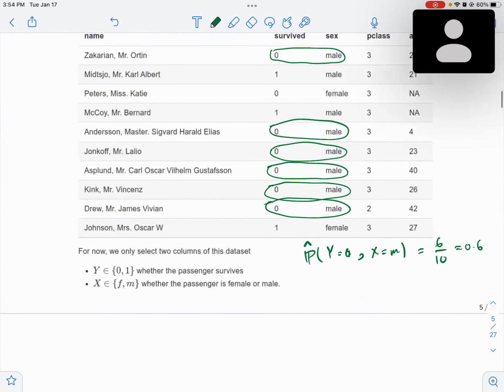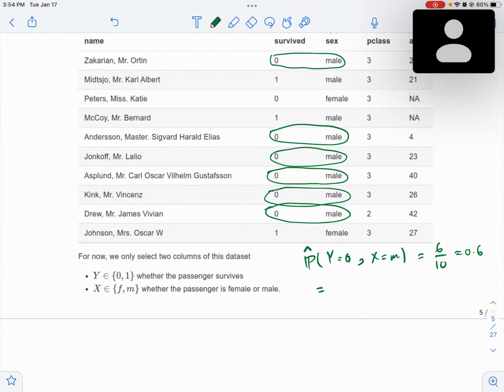So if I want to be mathematical, I would write this like 1/n summation i from 1 to n, indicator y_i equals 0, x_i equals m, right? In our case, even our estimate is an estimate. This is an estimate of our whole estimate, which you can compute if you have the entire data. So that's the fancy way of doing it.